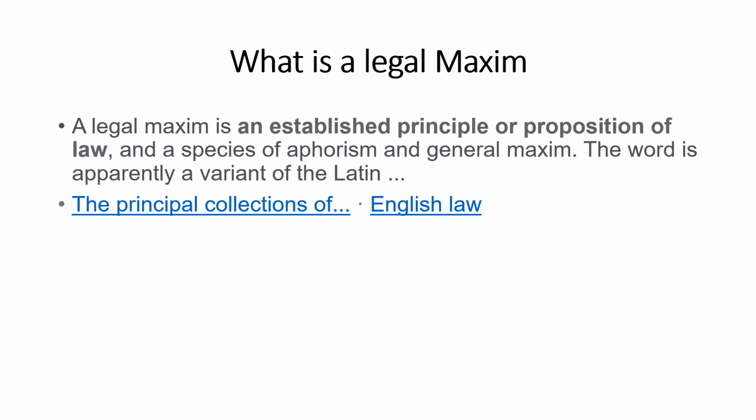What is a legal maxim? A legal maxim is an established principle or proposition of law, and a species of law basically, that has been argued over time and is well established now in case law. And you can make reference to these legal maxims and the presiding case when you make any legal argument that operates under English law. So this would be applicable to people in the UK, people in Canada, people in the United States of America, and any other country that uses English law.